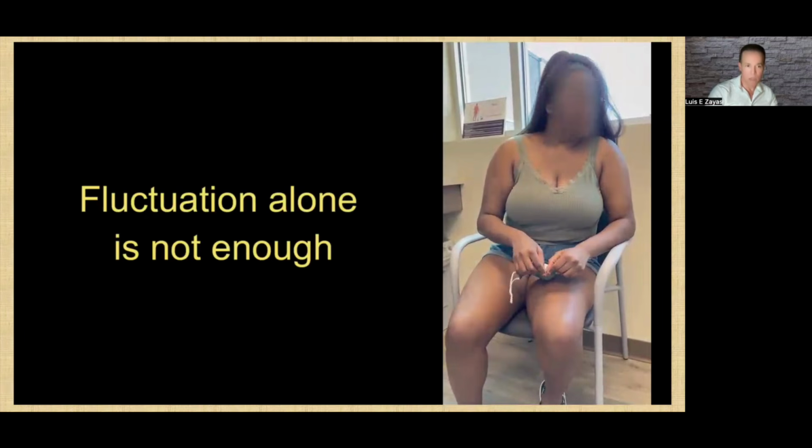But let me stop here. Remember, fluctuation is not enough. You can have fluctuation in many organic diseases. Remember what I say: clusters of things. You have to put everything together. This is the beauty of neurology. You have to put things together.